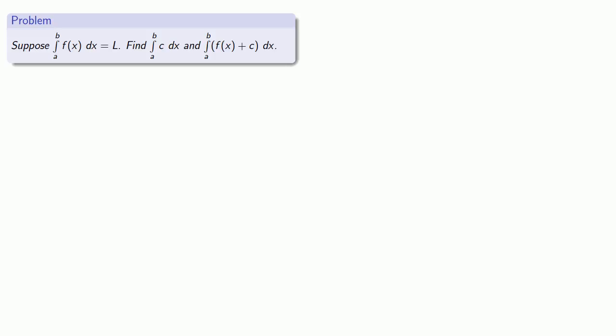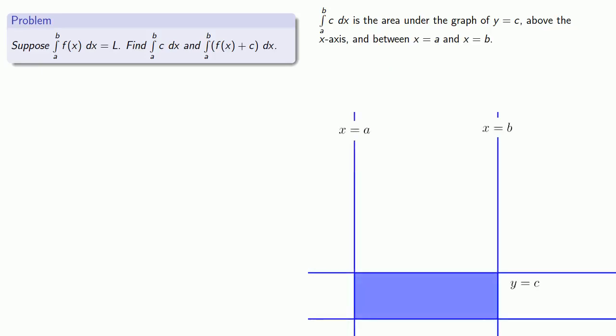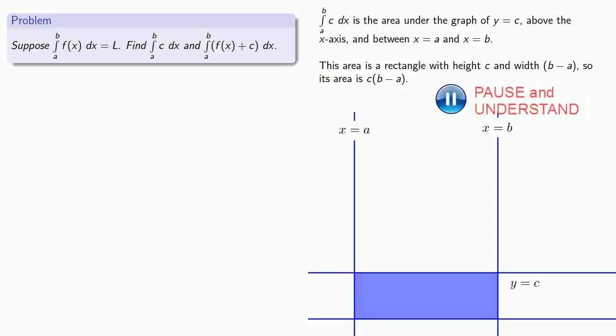This definite integral from a to b of c dx is the area under the graph of y equals c above the x-axis and between x equals a and x equals b. And we see that this is a rectangle with height c and width b minus a, so its area is c times b minus a.